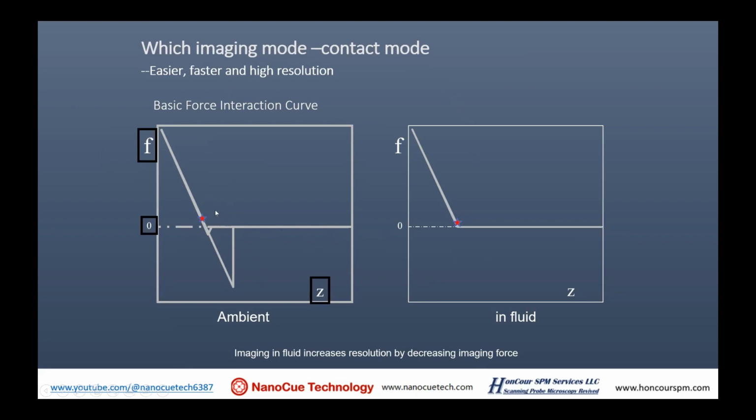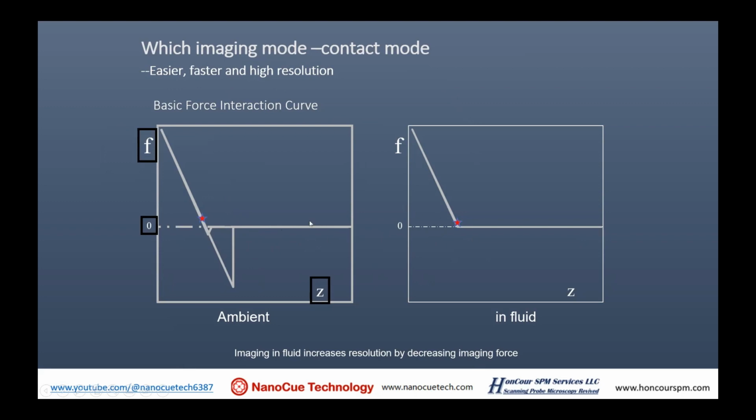So the measured force is matching this set point. The force curve on the left is the force curve when you measure it in air. The one on the right is when you do the force curve in liquid. Okay, why did it look different?